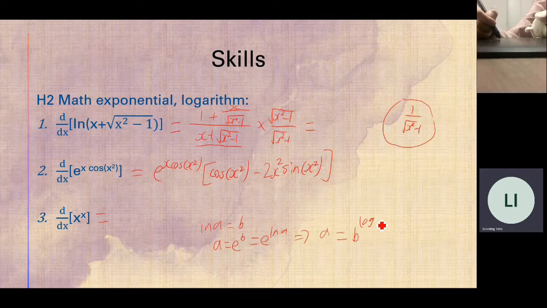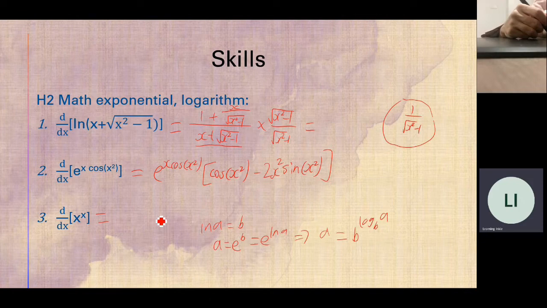So now we have x power x. We can simply change this to, well, make it easier, base e. So base e, so it's log e, which is simply ln. The base was x, so we have ln x. Power, so we have e to the ln x, all to the power x, which is simply e to the x ln x. So the power is simply x ln x now.